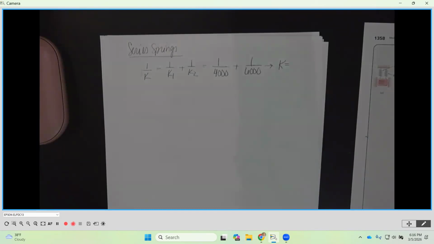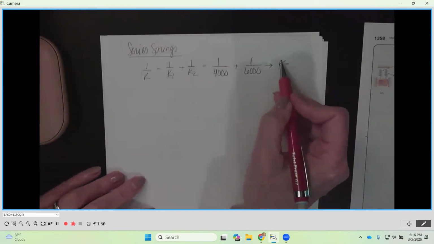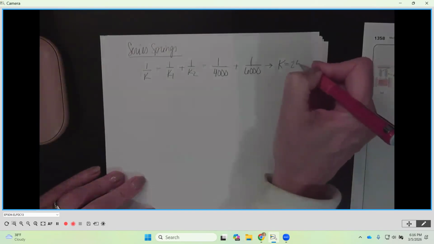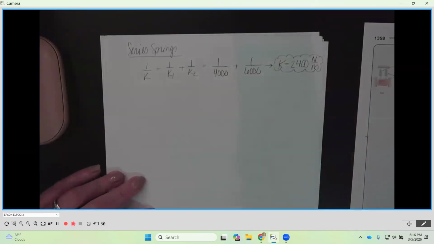It's 2,400. So Sarah, I'm sorry, Brooke, what you need to do is take the reciprocal now of that number. You add those two together, and then because it's 1 over K, you want to solve for K, and you should get 2,400 newtons per meter. You're correct, Tyler. Verify that everybody gets that same number. Don't forget to take the reciprocal.